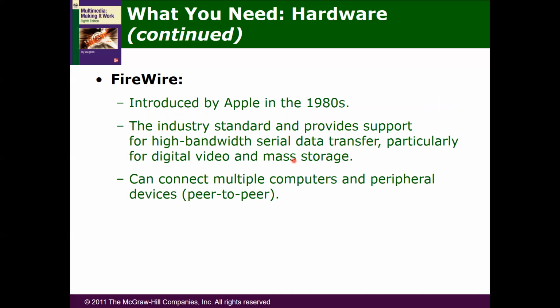Moving on is Firewire. Firewire is basically just like we have connections for USB in Windows. They have Firewire connections in Apple-based computers, still used till now. It is the industry standard and provides support for high bandwidth serial data transfer, particularly for digital video and mass storage. It can connect multiple computers and peripheral devices peer-to-peer. Now, peer-to-peer is the simplest form of networking. That means one PC is directly connected to the other.